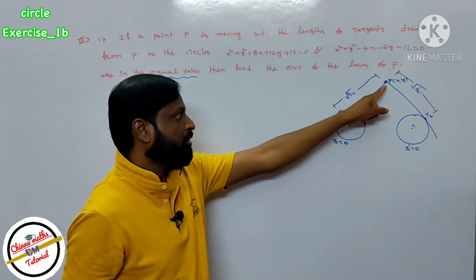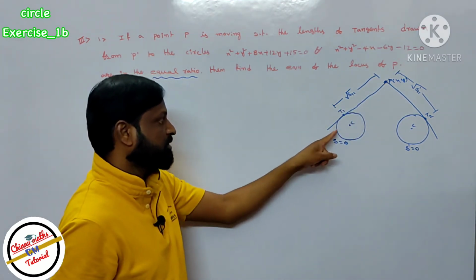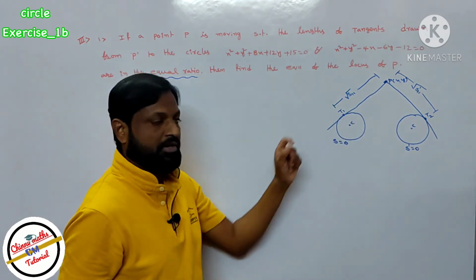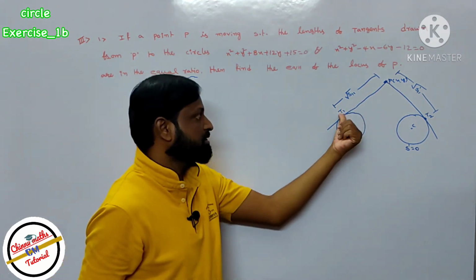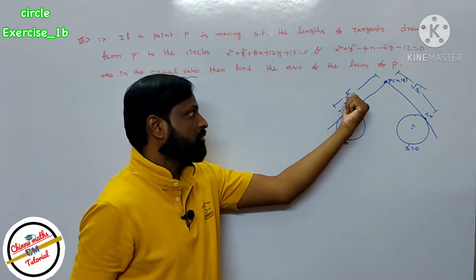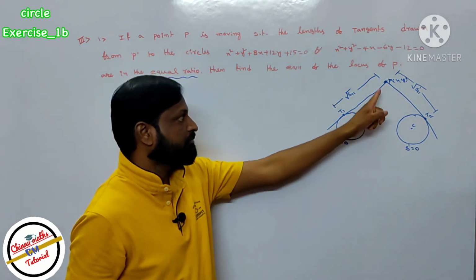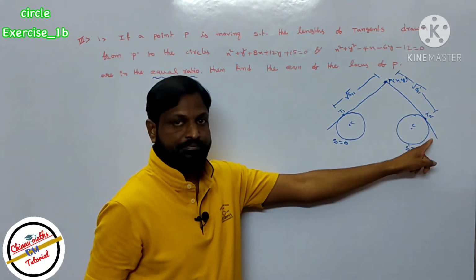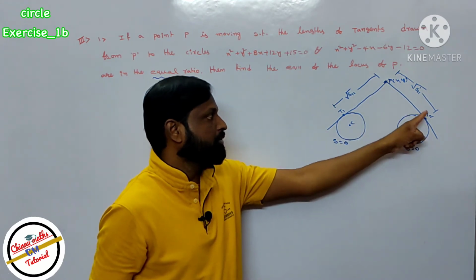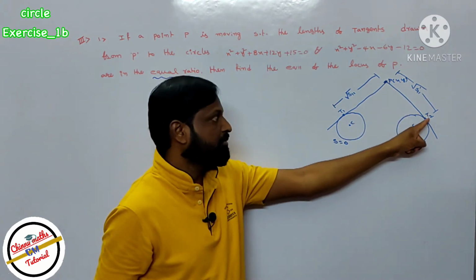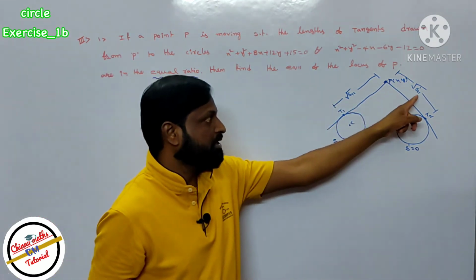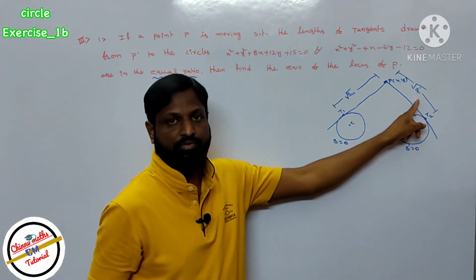With respect to the point P, we can draw one tangent line to the first circle. The tangent line meets the circle at the point T1. Then PT1 is called the length of the tangent, denoted by root of S11. Similarly, take another tangent line. It meets the second circle at the point T2. PT2 is the length of the tangent, given by root of S11 dash. So this ratio is given as equal ratio. Equal ratio means 1:1 ratio.